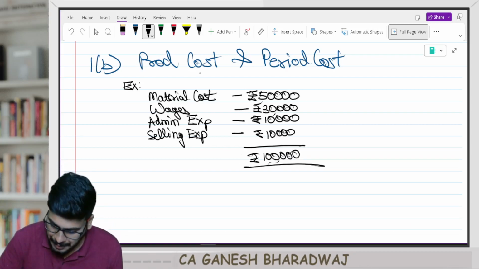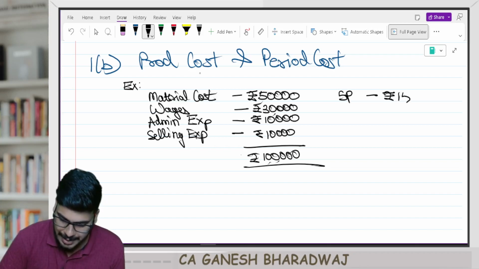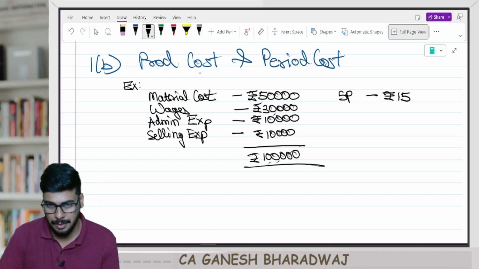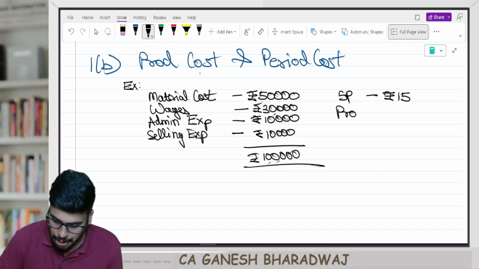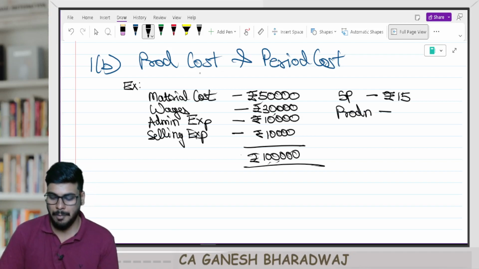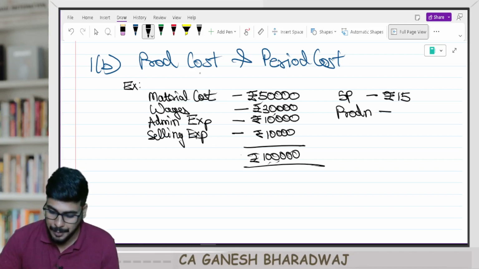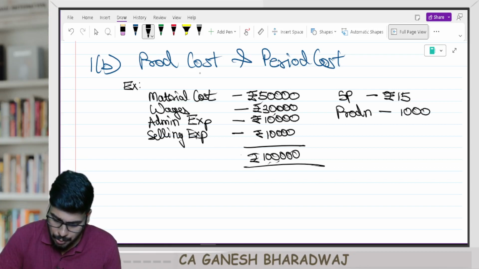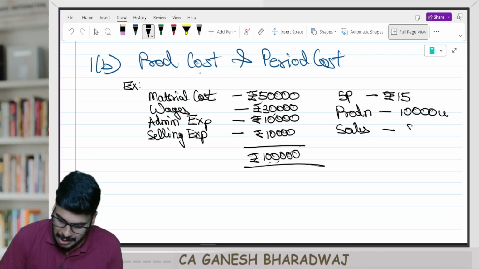Also write down selling price is rupees 15. And when I say selling price, it is always per unit. Correct? Selling price per unit, write it down, right? Then production. Production, I'm using a short form, PRODN. You can write it fully or you can even use the abbreviation. Let us say 10,000 units got produced, and sales. How many units got sold? Let's say 8,000 units got sold.